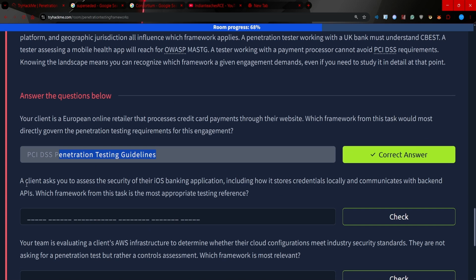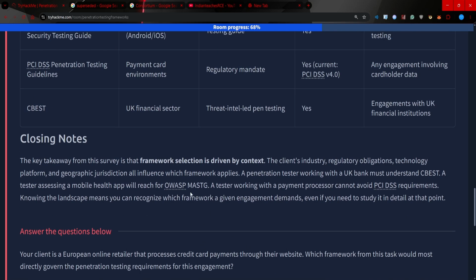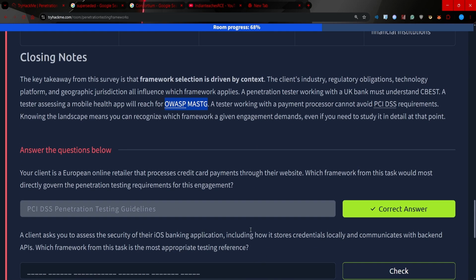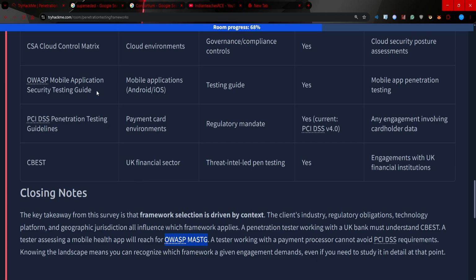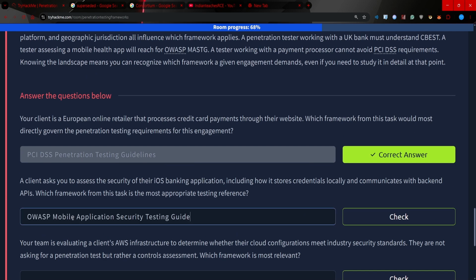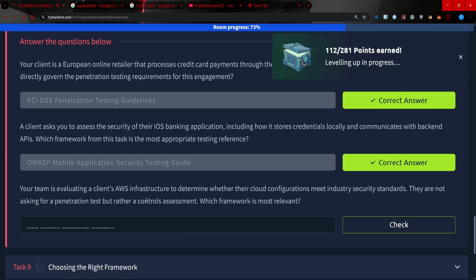A client asks you to assess the security of their iOS banking application, including how it stores credentials locally and communicates with backend APIs. Which framework is most appropriate for testing? Of course, it's going to be OWASP MASTG, but wait, it's just the application, so we don't need the other OWASP one. We only need this. Yes, it is MASTG, exactly.